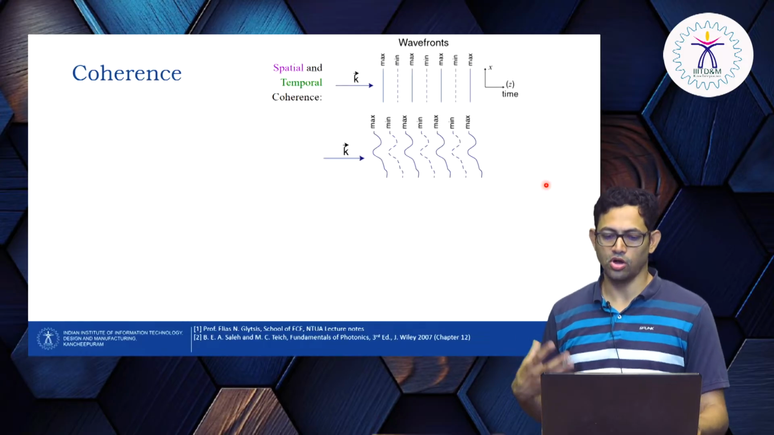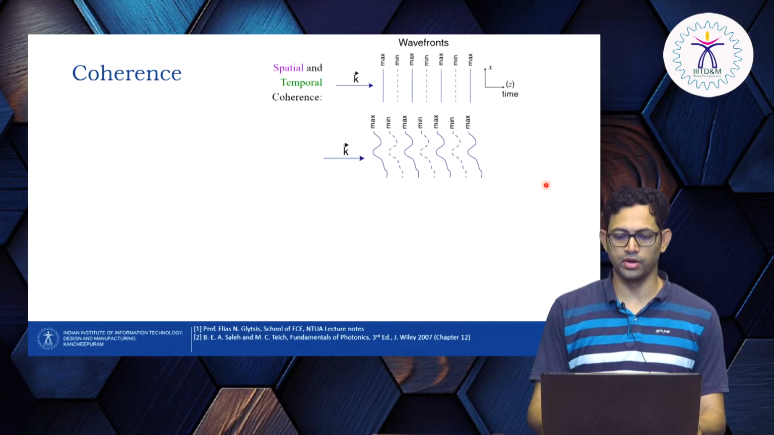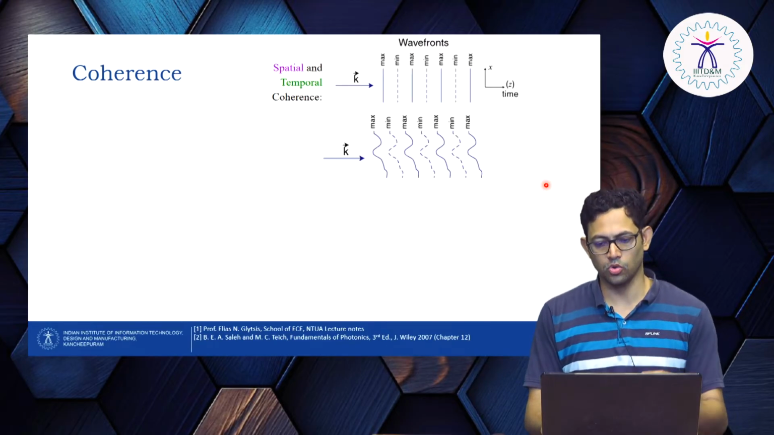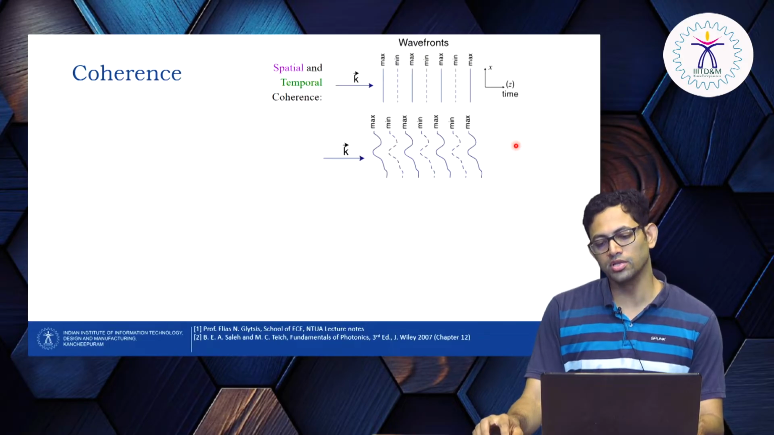Okay, so I think you would have already paused this video and thought about it. So this one over here, what do we see? We see that the wavefront is bending. However, the spacing between the two wavefronts is the same. It's equally the same throughout the propagation, but the wavefront is bending.